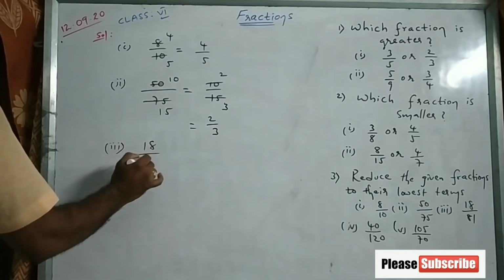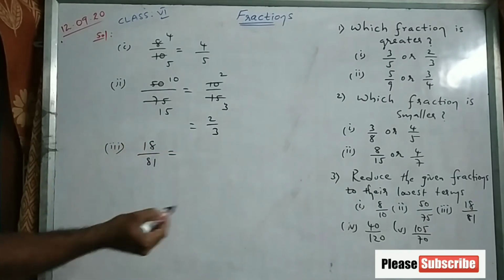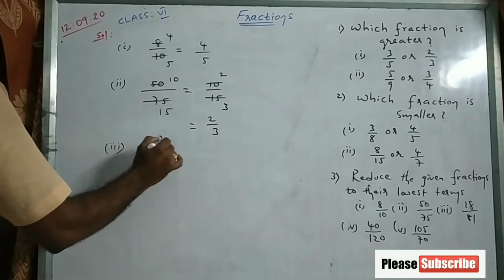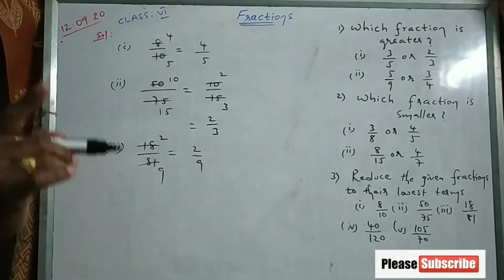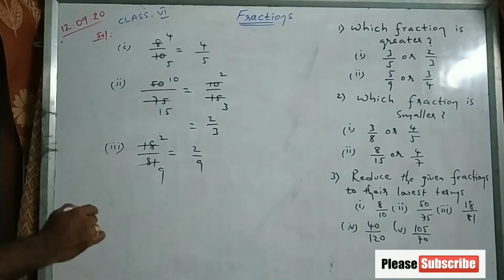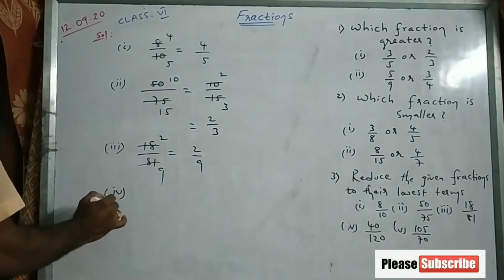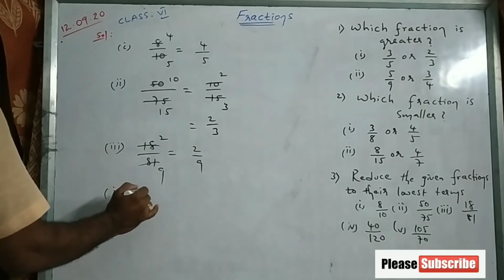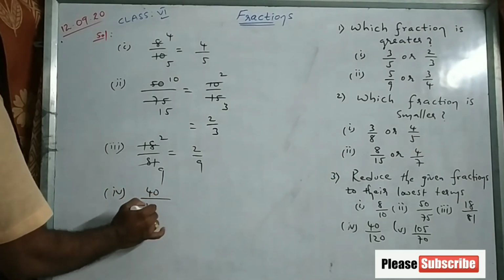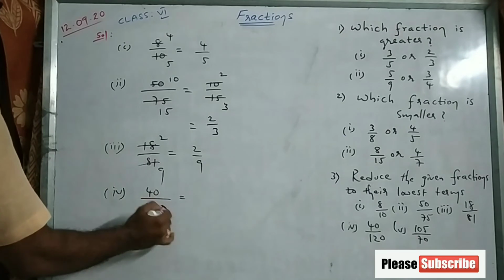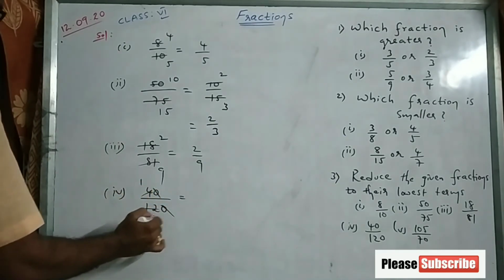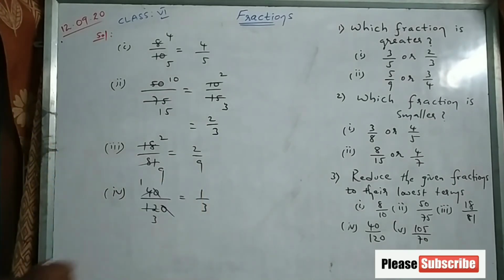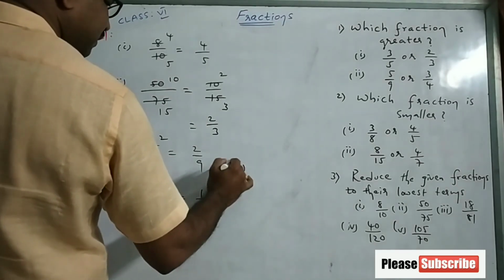So 18 by 81 for example. Which common factor do we have? 9 2s are 18, 9 9s are 81. So tables you should be very perfect. Every time I am saying, learn the tables perfectly. 40 upon 120. If there is like this, you can cancel 0 and 0. 4 1s, 4 3s. So 1 by 3. There is no common factor. That is called simplified form.